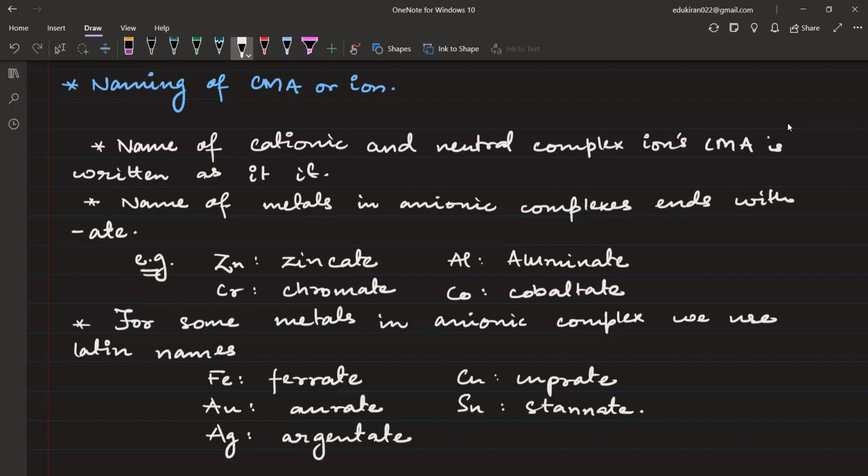Okay, if you have an anionic complex, then what will the counter ion be? The counter ion is going to be cationic, and you have an anionic complex. Please write this down.